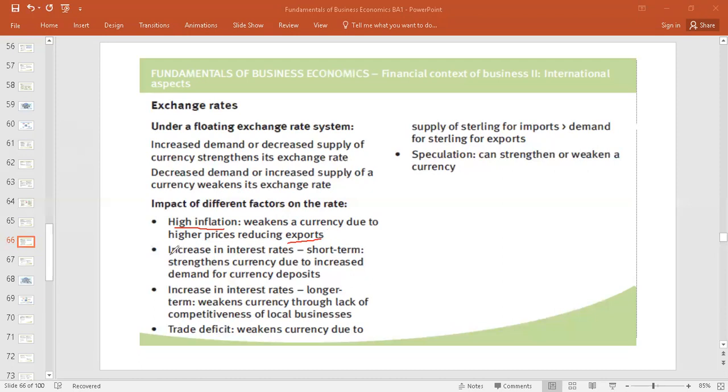Then we see that when the interest rates increase, that will have an impact on productivity. In the short term, it strengthens the currency due to increased demand for currency deposits. How does it work out? Otherwise, when we were looking at inflation, what happens? By raising the interest rates, the productivity decreases. But here it is completely about the exchange rate.